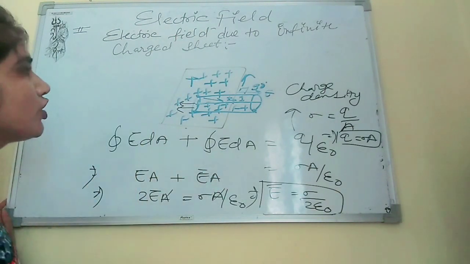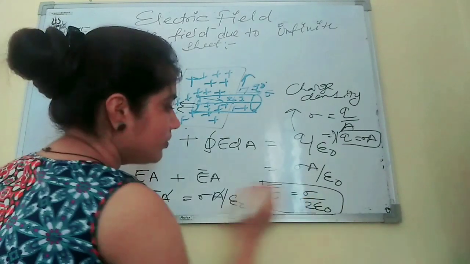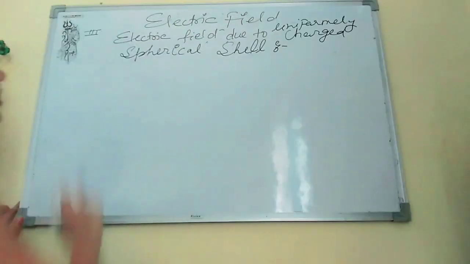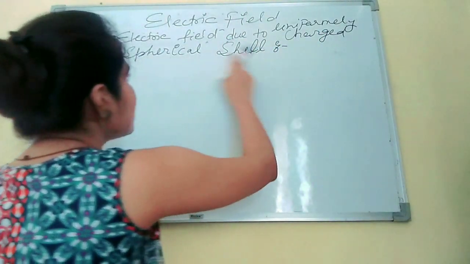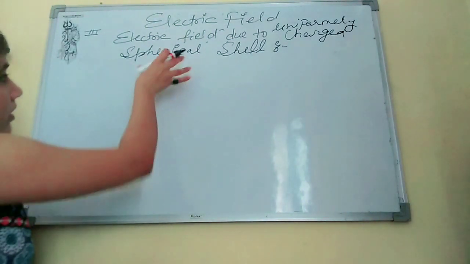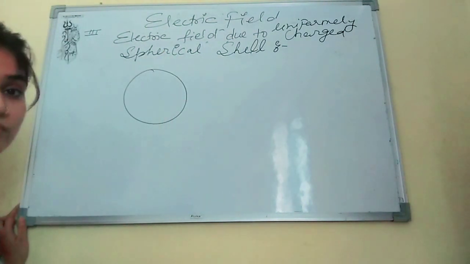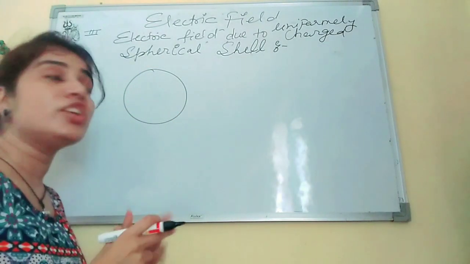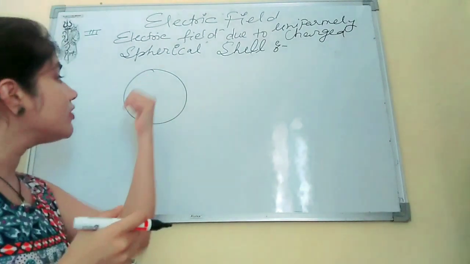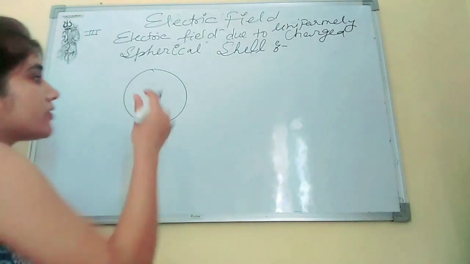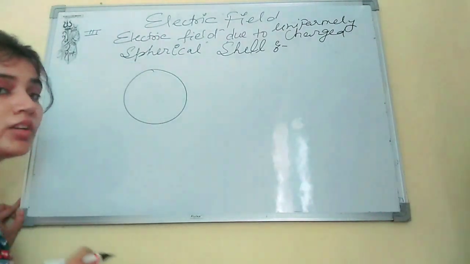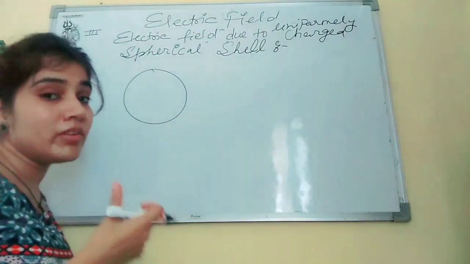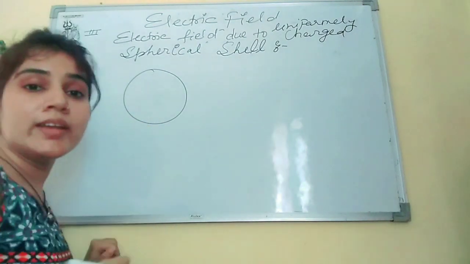This is the second application of Gauss theorem. Just note it down. Now we will see the third application: electric field due to a uniformly charged spherical shell. So this is the shell. We are talking about a spherical shell, not a solid sphere. So this will work as a hollow sphere, and if it is a hollow sphere, inside the shell there will be no matter, so the charge will not lie here.